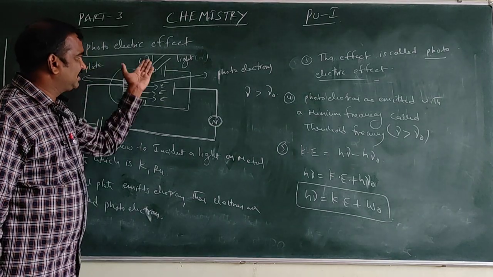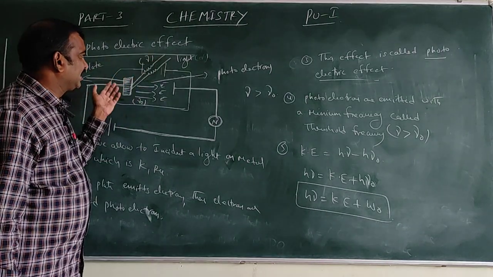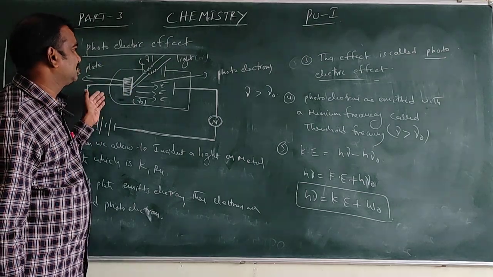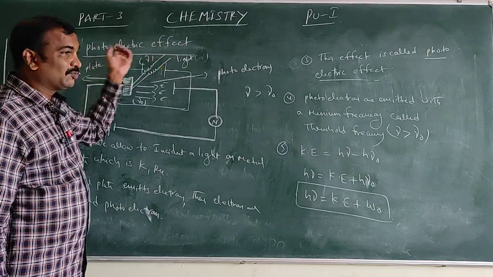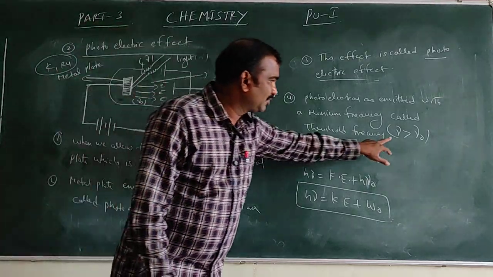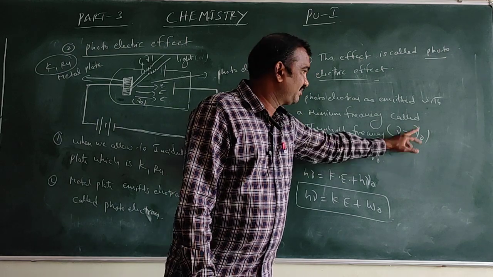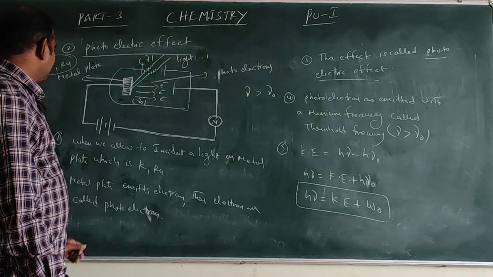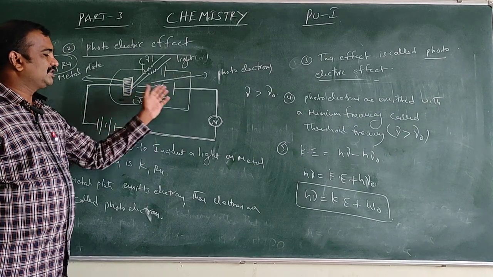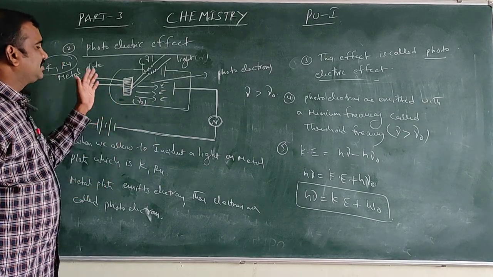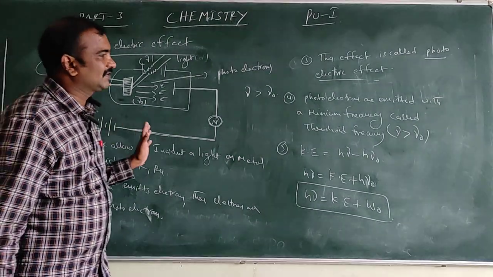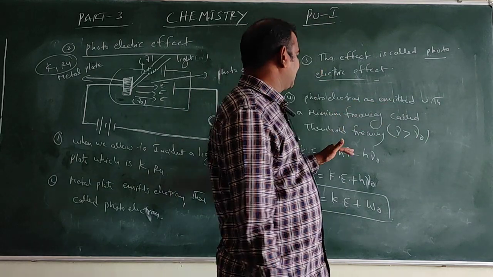Why? Because this is emitted and this is incident, meaning the light is falling on the surface. We can take a higher incident frequency, but the emitted frequency is less. So the frequency of the incident radiation is greater than the threshold frequency. When we allow radiation to be incident on this, electrons are emitted. These electrons are called photoelectrons, and this total process is called the photoelectric effect. Photoelectrons are emitted with the minimum threshold frequency.